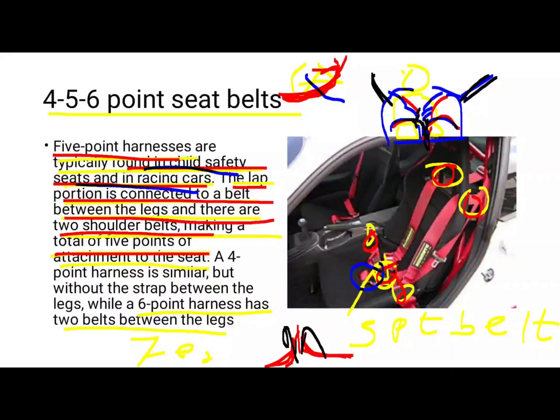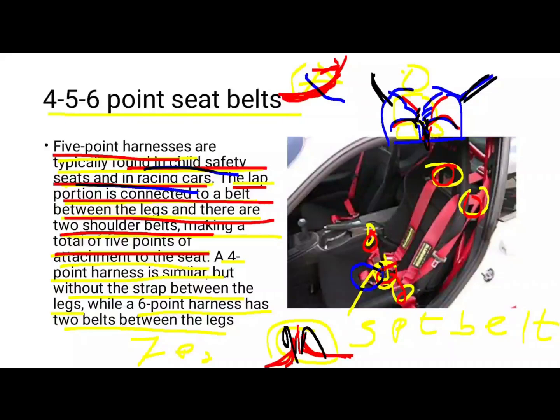A 4-point harness is similar but without the strap between the legs. So what is a 4-point belt? It is similar to this, but without the strap between the legs. This strap between the 2 legs is not provided in a 4-point harness belt. Where is the 4-point harness belt used? Many times 4-point belts are used in cars also, but you can see that while doing roller coaster rides, etc., the belts provided are 4-point seat belts.